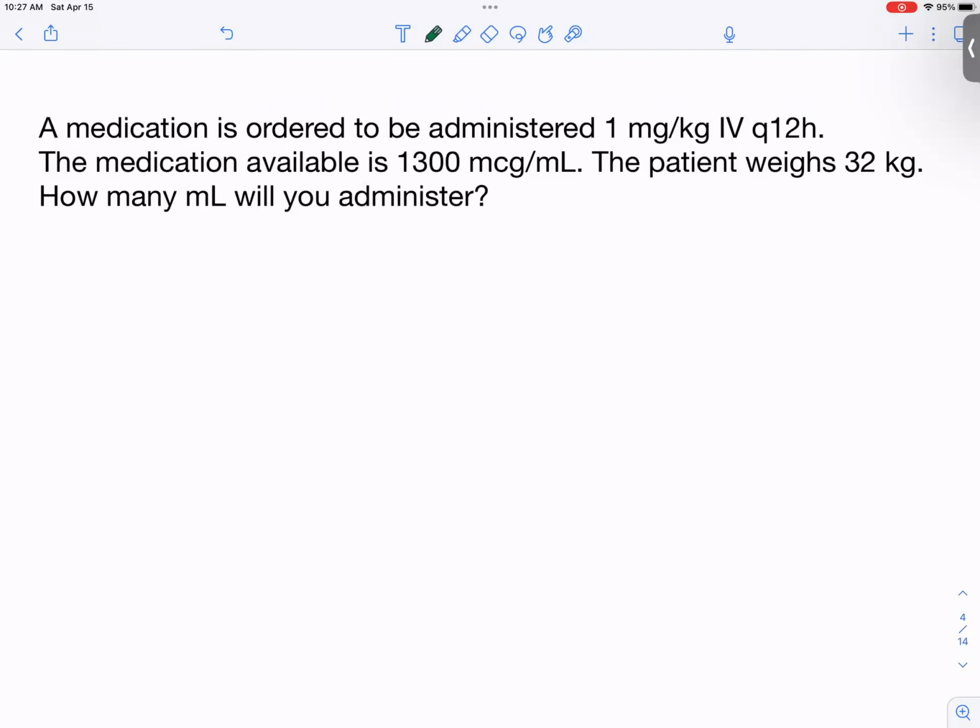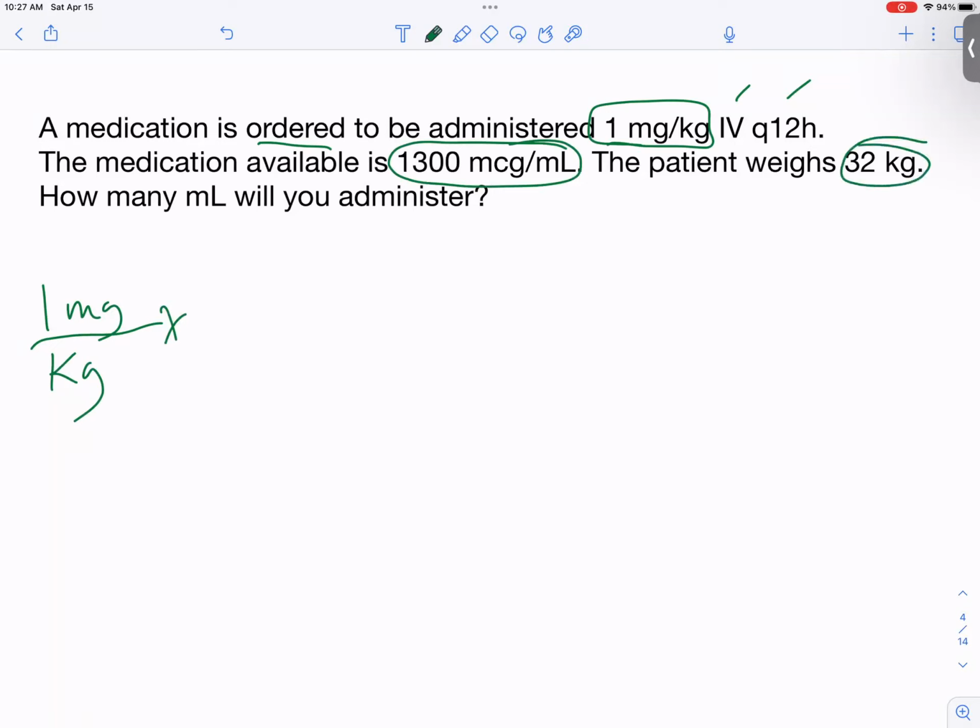So a medication is ordered to be administered 1 milligram per kilogram. They're going to get it intravenously every 12 hours. It's available 1,300 micrograms per milliliter, and the patient weighs 32 kilograms. And this question tells you what it wants. How many milliliters will you administer? So how many milliliters? So if you know me, I like to cross off what I used.